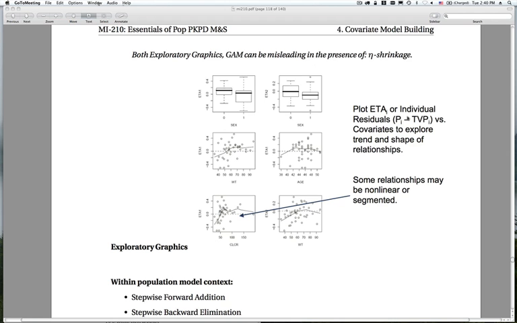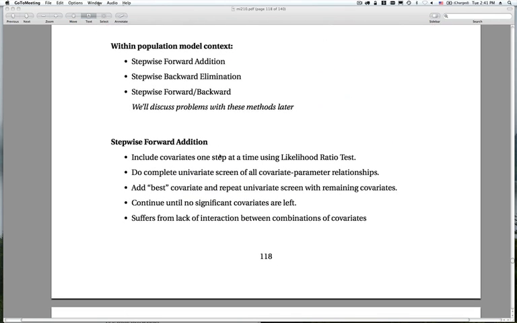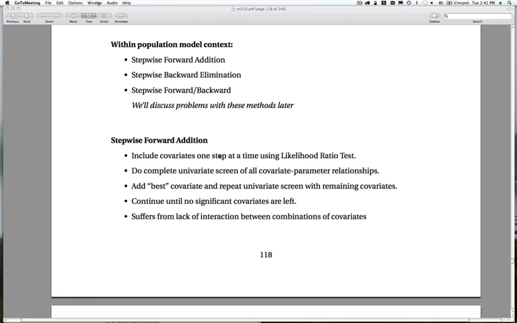You can use ETAs, or you can use something called individual residuals, which is just simply the individual parameter estimate minus the typical parameter estimate, and explore these relationships. Okay, but be careful with these. I think it's okay to use these as a guide for the shape of the relationship. I wouldn't use them as a criterion to rule in or rule out covariate effects, although that has been done in the past. So those are two screening methods outside of the population PK model.